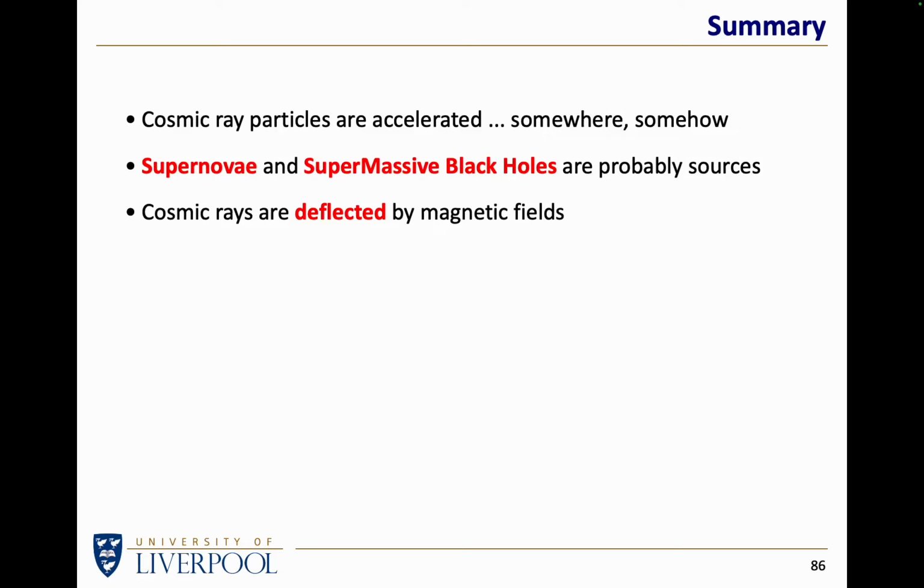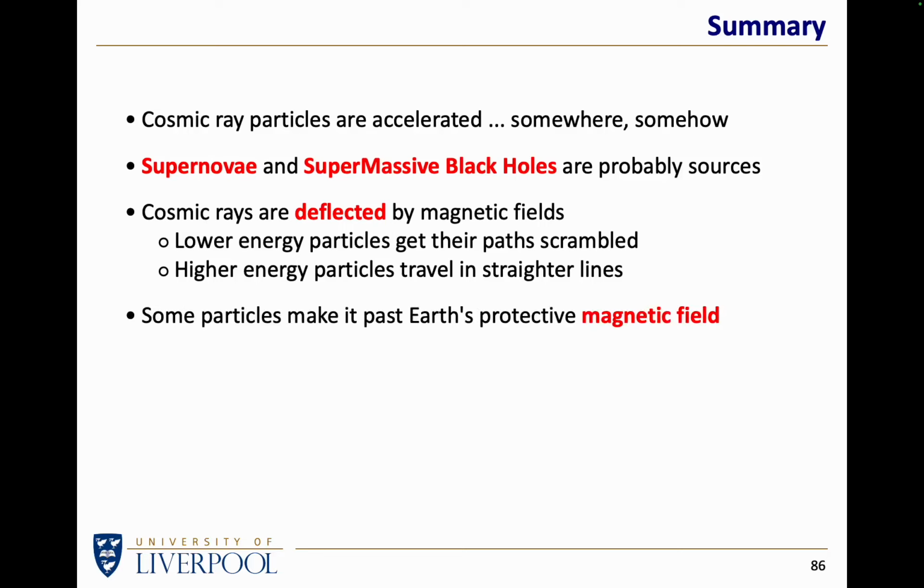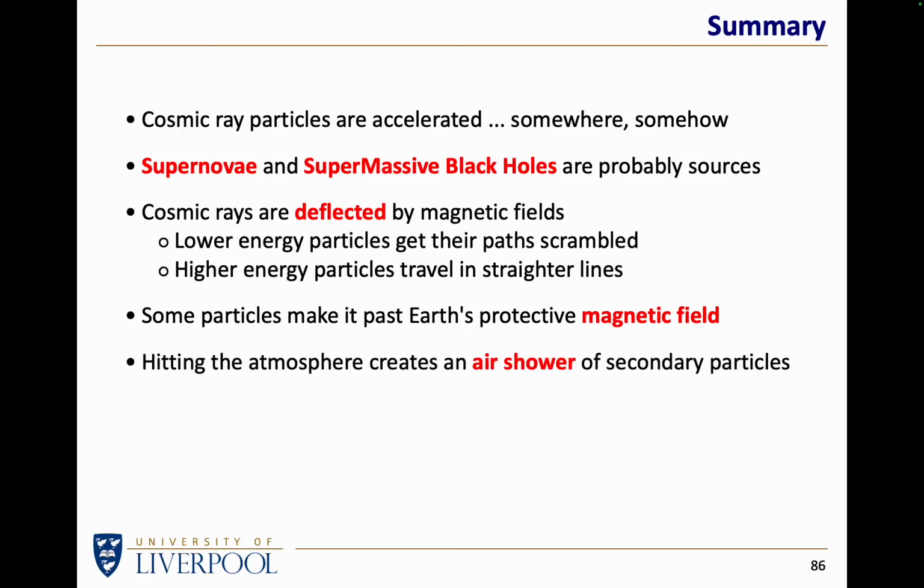We know that cosmic rays are deflected by magnetic fields, and we think that low-energy particles would have their paths completely scrambled by the magnetic fields. We hope that the higher-energy particles have a chance of pointing back to their genuine sources, but that seems to be problematic even there. We know that some particles make it past Earth's protective magnetic field. Our magnetic field stops some of the low-energy stuff, but the really high-energy stuff still gets through.